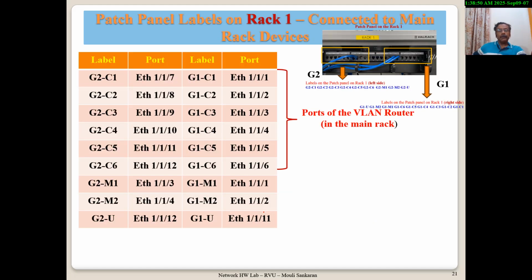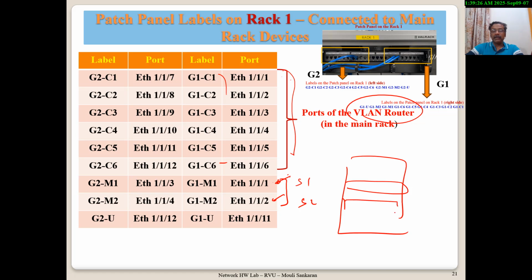This is all meant for patch panel connectivity. As I told you, 6 ports of the VLAN router are terminated on C1 to C6, and you have 2 devices, S1 and S2. They need to be connected to the management LAN. So we connect them to the M1 and M2 ports, because your switches are physically on rack 1. The management port is there, so you will connect it to M1, which will take you to the 48 port management switch, so that they will all be on the same LAN.